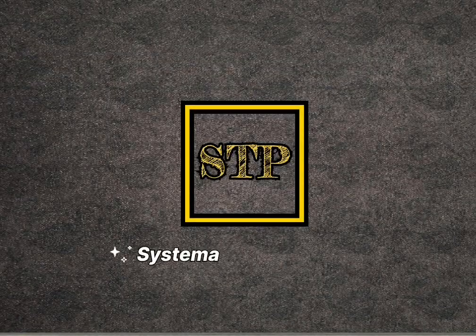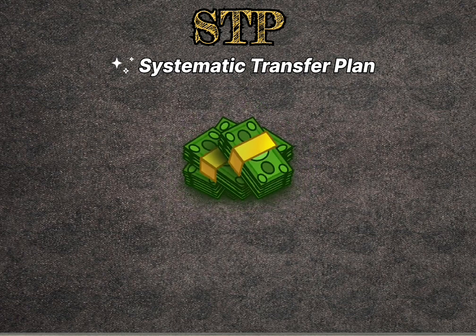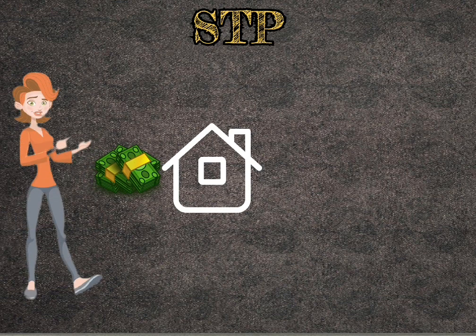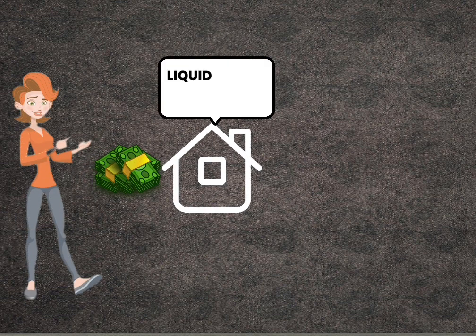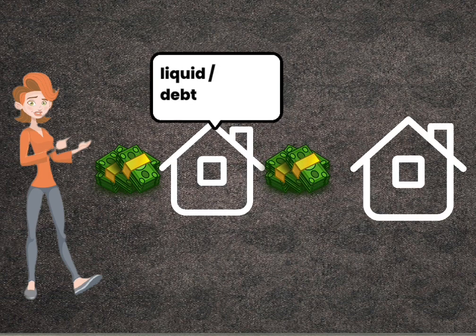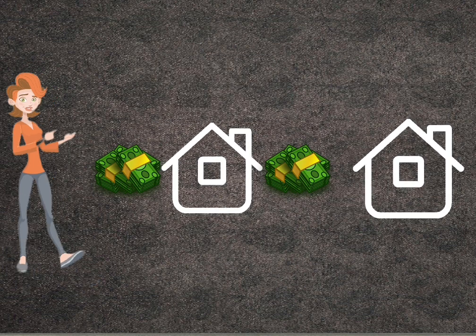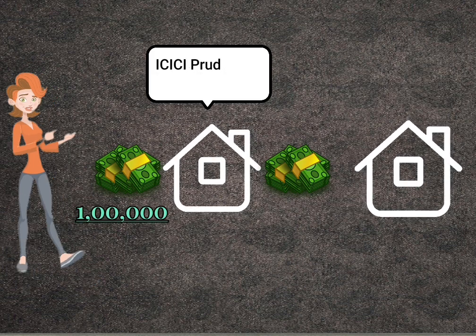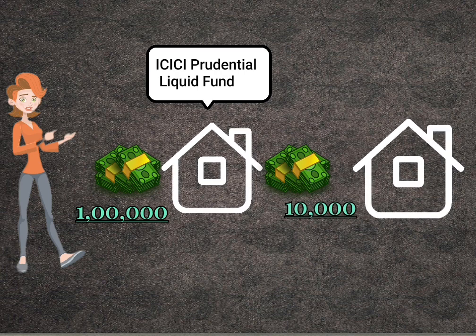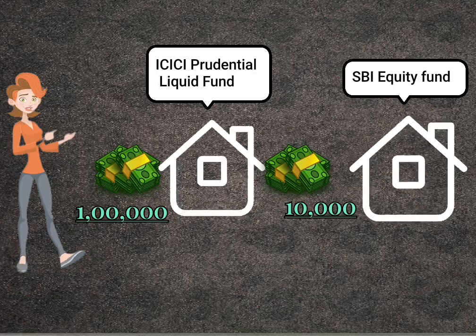STP stands for Systematic Transfer Plan, and it is a way to invest a lump sum amount in a staggered manner. STP works like this. You invest a lump sum amount in one mutual fund, usually a liquid or debt fund, and then you transfer a fixed amount from that fund to another fund, usually an equity fund, at regular intervals. For example, you can invest 1 lakh rupees in a liquid fund and then transfer 10,000 rupees every month to an equity fund for 10 months.